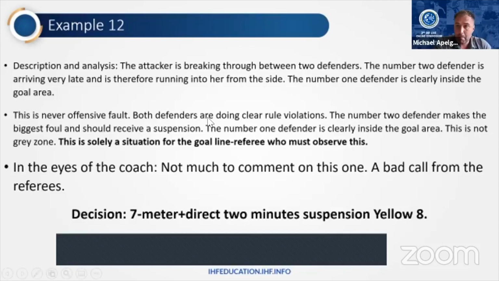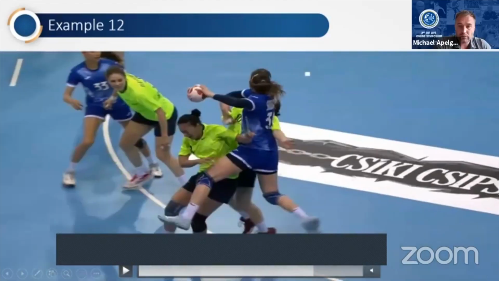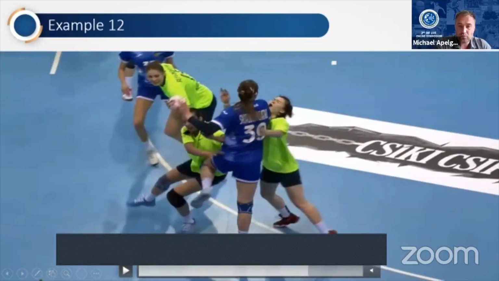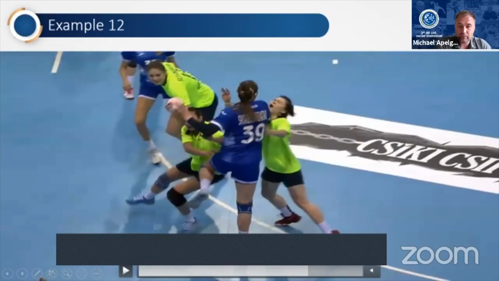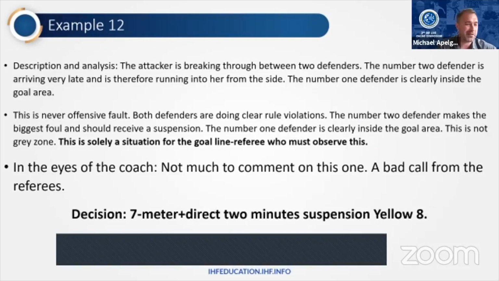And you also see, if we go back and see the clip or the replay, that the number 1 defender has her foot clearly inside the goal area, and the number 2 defender comes clearly from the side into a player who's in the air, and therefore we also have here a 2-minute suspension. So this is 7 meter and 2-minute suspension. And here I don't expect big protests from the coach, Michael. No, it's nice that also the referees and coaches agree sometimes. Sometimes we do.